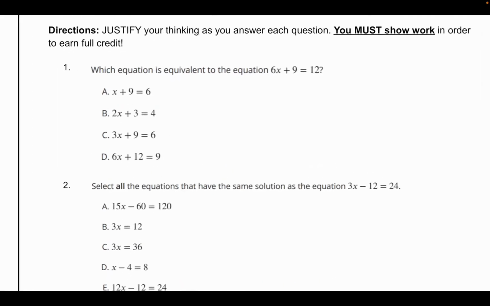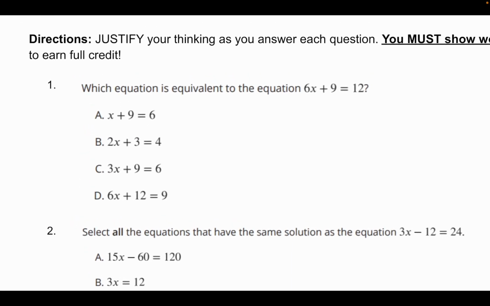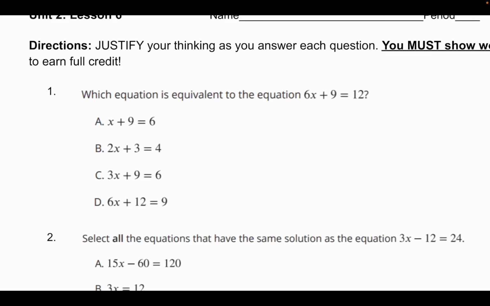Which equation is equivalent to the equation 6x plus 9 equals 12? Well, I see some options here, but it says which, so that tells me this probably means only one. Since it says equation, not equations, this means just one.